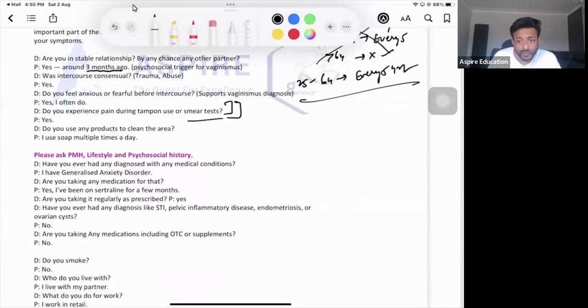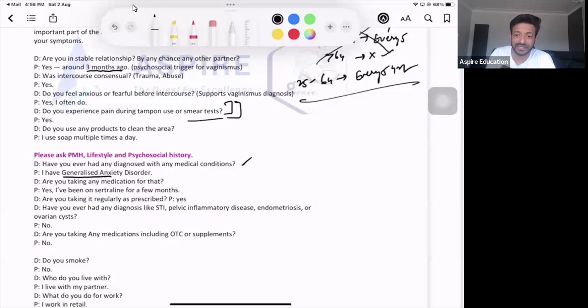Right, now when I go to the past medical history, we will find some more interesting things for this patient. Have you been diagnosed with a medical condition? The patient has got GAD, generalized anxiety disorder. That's really important. Okay, so for how long have you been having it? From the last few months, only the last 3-4 months.